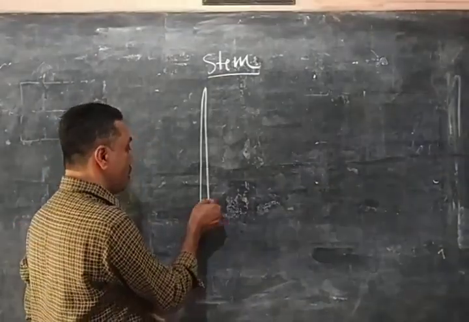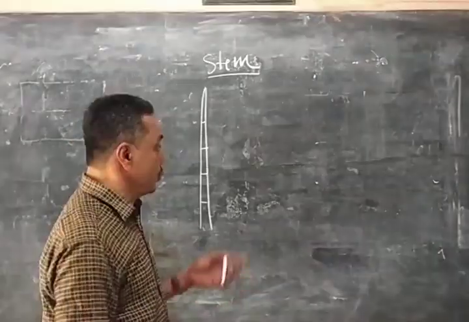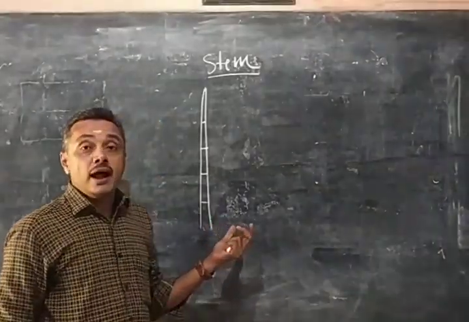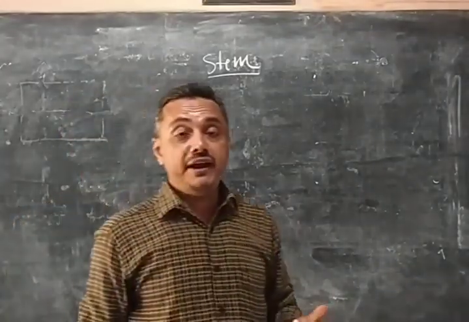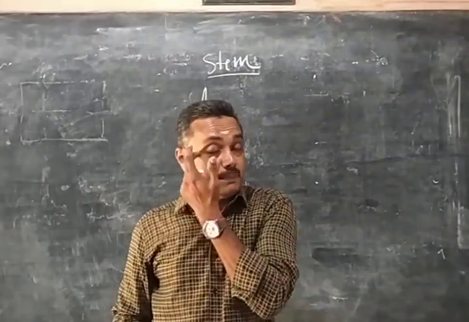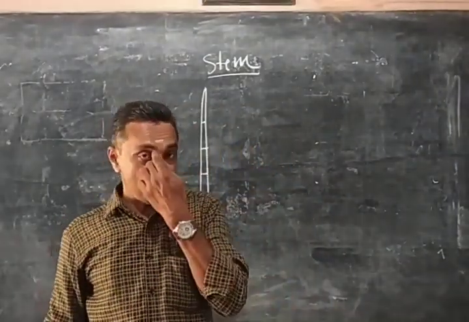joints, and the joints are called nodes, and the region between two nodes is called an internode, which we have already explained. The stem has the function of supporting minerals and water, and further it helps in supporting the leaves and branches. So that is about the stem, and its normal functions.